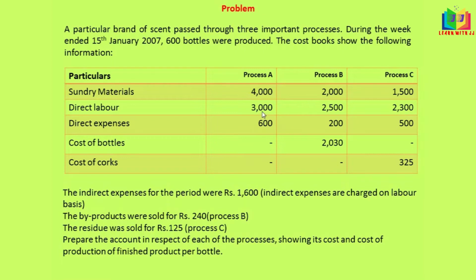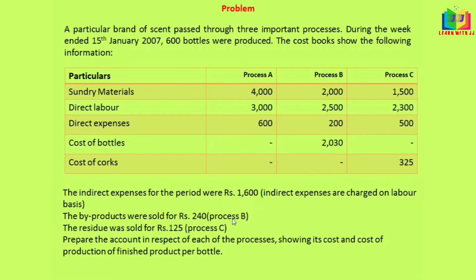That is, you can take it 3 is to 2.5 is to 2.3, or you can take 30 is to 25 is to 23. Whichever is convenient for you, you can take that ratio. You just have to simplify this, and based on that you have to allocate this indirect expenses. That's all. The byproduct was sold for rupees 240.